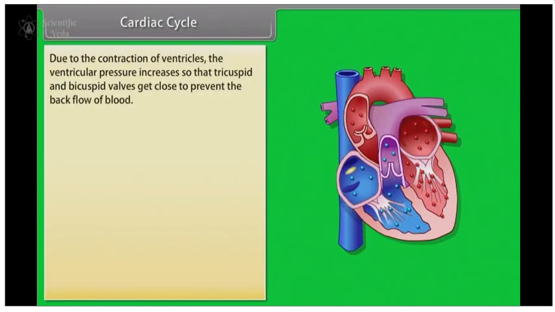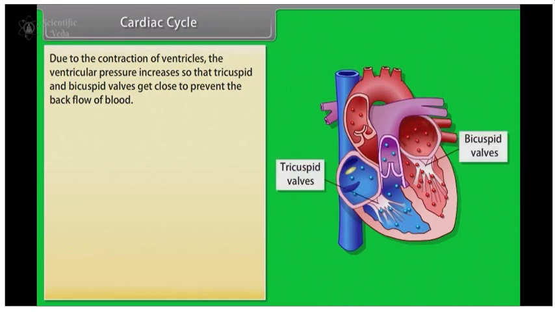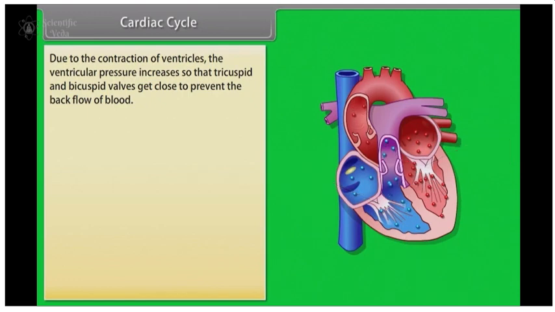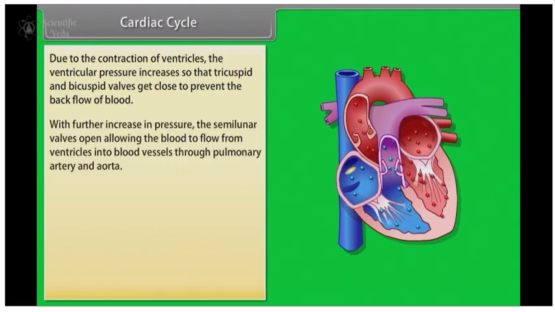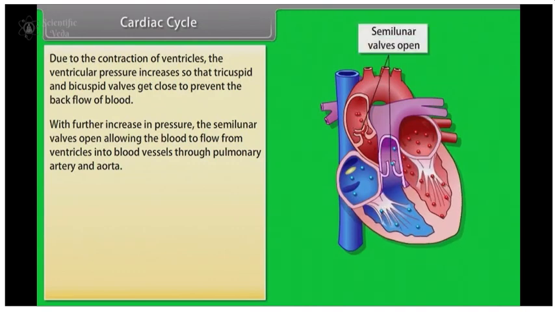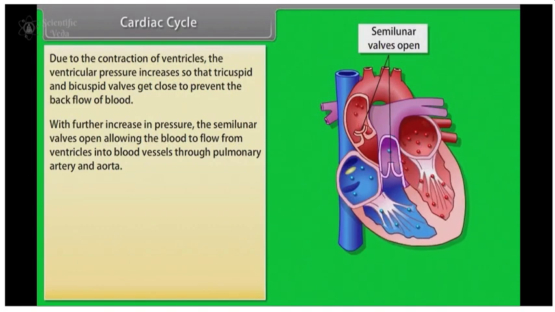Due to the contraction of ventricles, the ventricular pressure increases so that tricuspid and bicuspid valves get closed to prevent the backflow of blood. With further increase in pressure, the semilunar valves open, allowing the blood to flow from ventricles into blood vessels through the pulmonary artery and aorta.